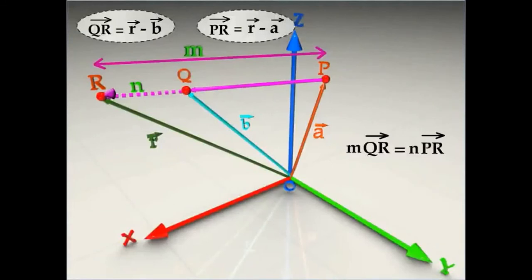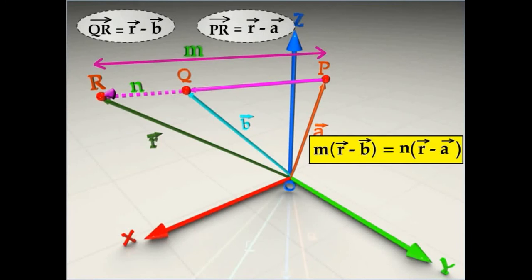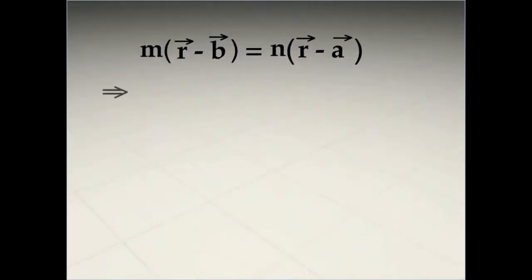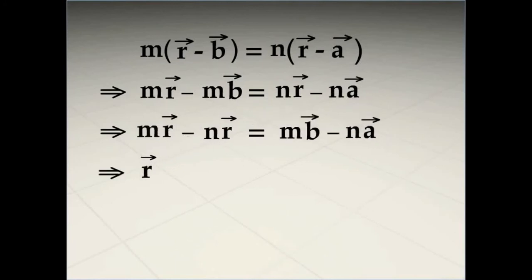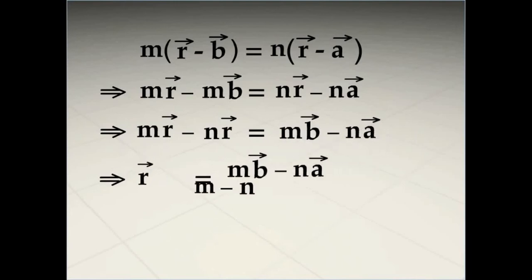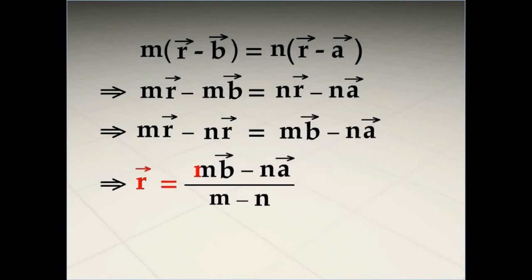By substituting vector R minus vector B for vector QR and vector R minus vector A for vector PR, you get this equation. Solving this equation, you get the position vector of point R, that is vector R as m into vector B minus n into vector A upon m minus n.